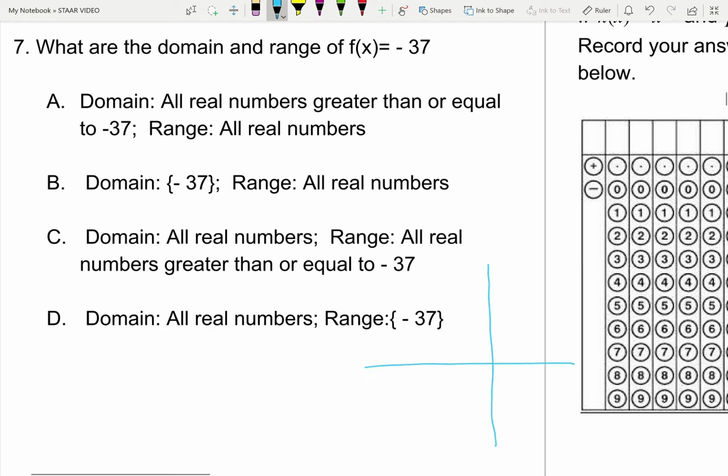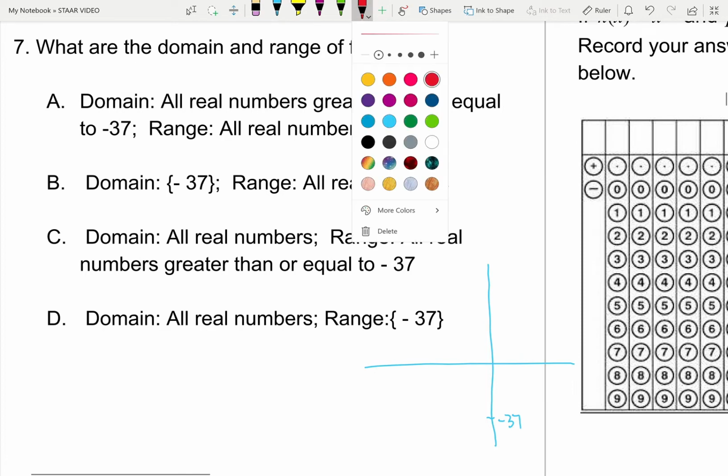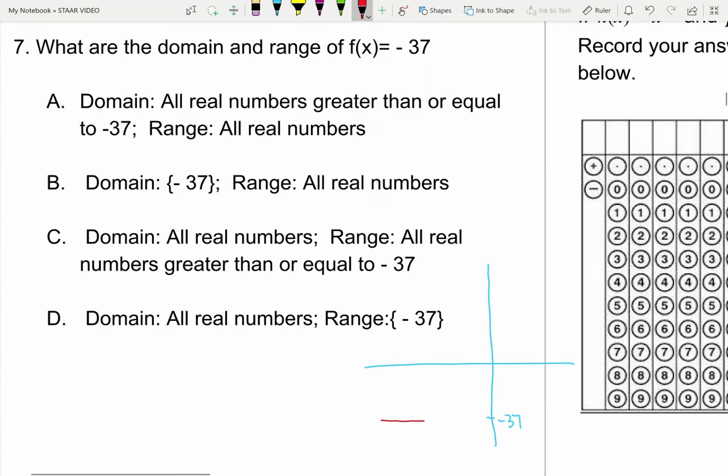So if this is my graph and I have negative 37 down here, f of x equal to negative 37 would just be a line that goes through negative 37. So now let's use this image to see what the domain and range would be.